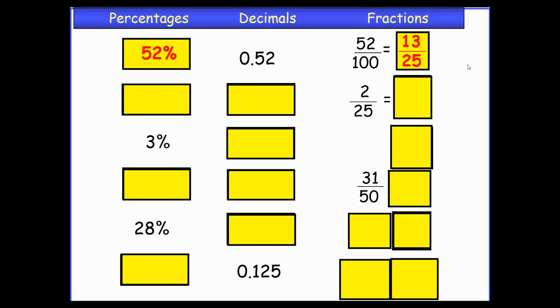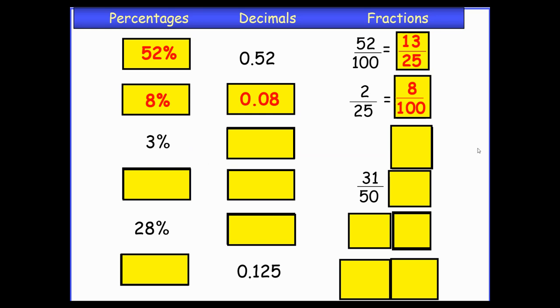For the second one, I have to start with the fraction. So for me to be able to find the percent and the decimal, I have to have it per 100. What do you do to 25 to make it into 100? You multiply it by 4. So if I multiply the denominator by 4, I'll multiply the numerator by 4 and I'll get 8. Now it's easy. 8 per 100 means 8%, and it means 0.08.